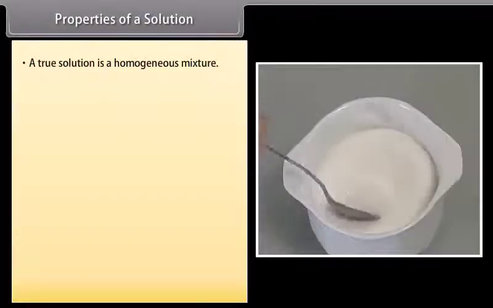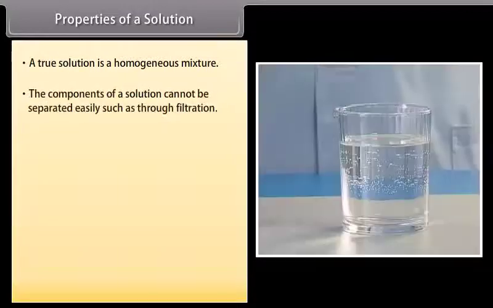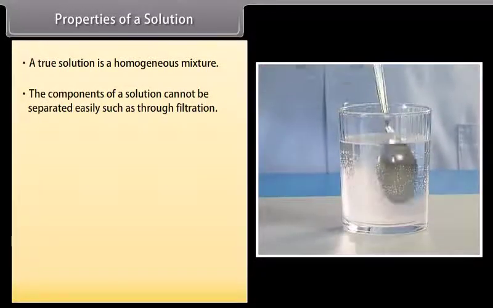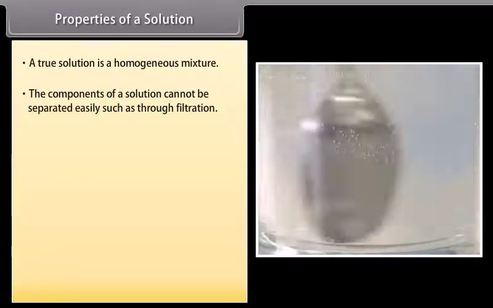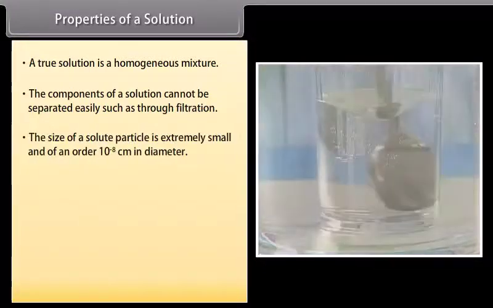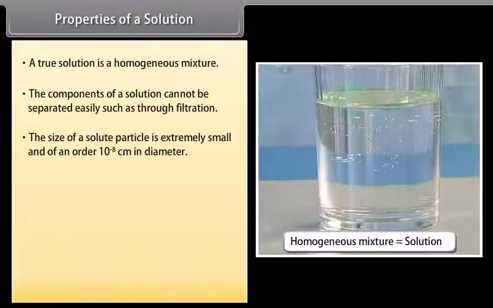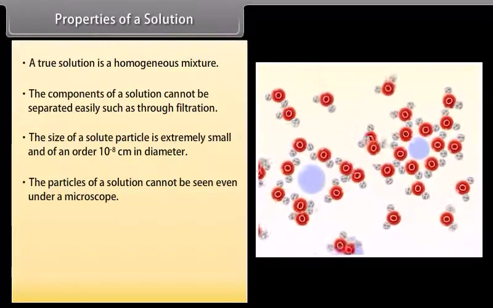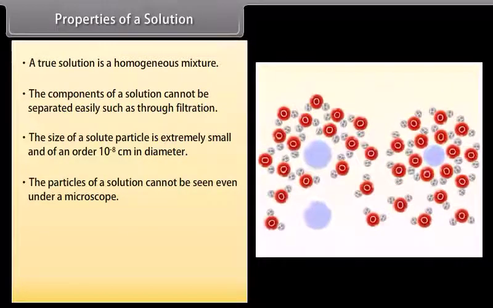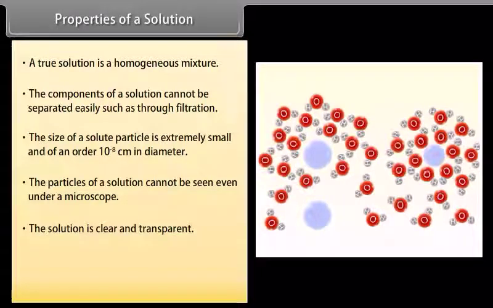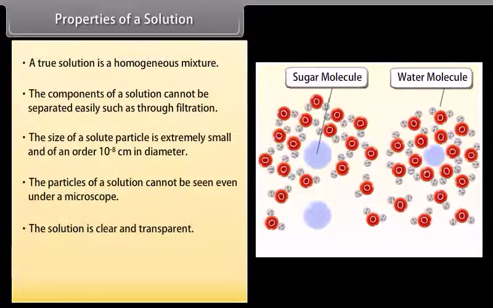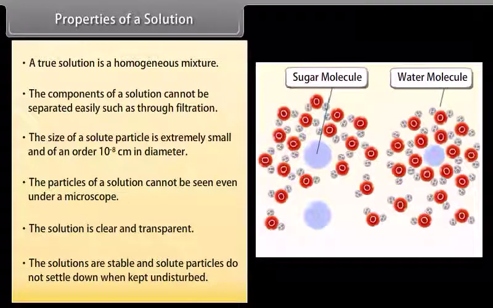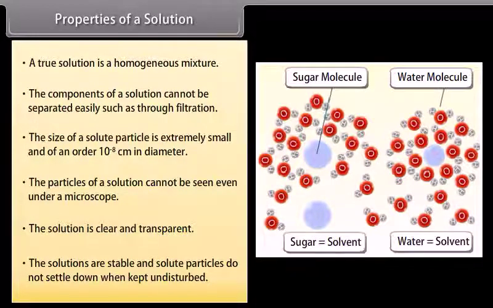Properties of a solution. A true solution is a homogeneous mixture. The components of a solution cannot be separated easily, such as through filtration. The size of a solute particle is extremely small, of the order 10 raised to the power minus 8 cm in diameter. The particles of a solution cannot be seen even under a microscope. The solution is clear and transparent. The solutions are stable and solute particles do not settle down when kept undisturbed.